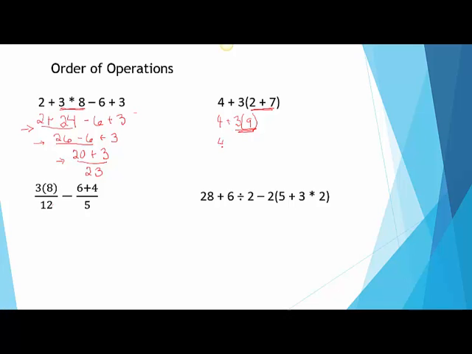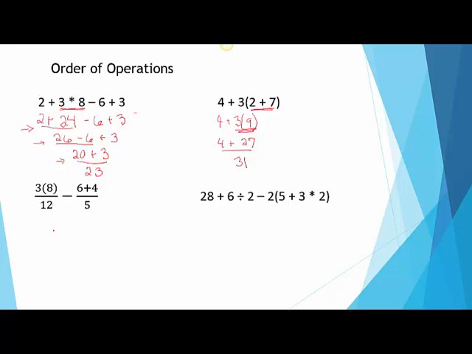So I get 4 plus 3 times 9 is 27. So then I have one thing left, which is 4 times 27, which gives me 31. Again, I underlined each operation that I was going to do as I took each step.